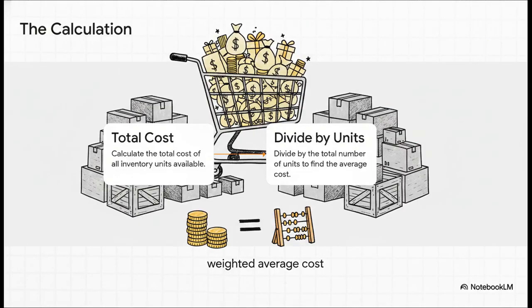And the best part for any manager who isn't a CPA, the math is incredibly simple. You just take the total dollar amount of all your inventory and divide it by the total number of units you have. That's it. Boom. You get one number, the weighted average cost, that you can use for every single unit. It's clean, it's consistent, and it's easy.